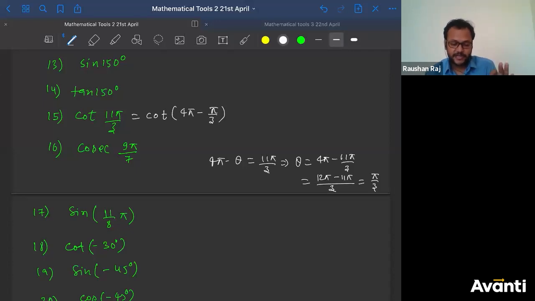Please verify whether I have written it correctly or not. 11 pi by 3 can be written as 4 pi minus pi by 3. If you take the LCM, 3 into 4 is 12, 12 minus 1 is 11, so 11 pi by 3 is the answer. Good, no problem.